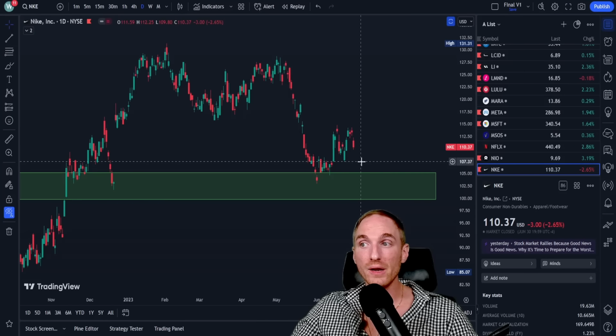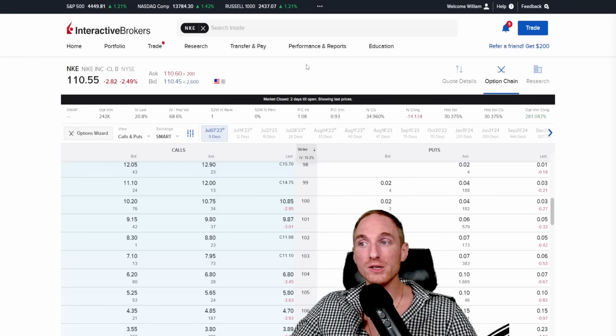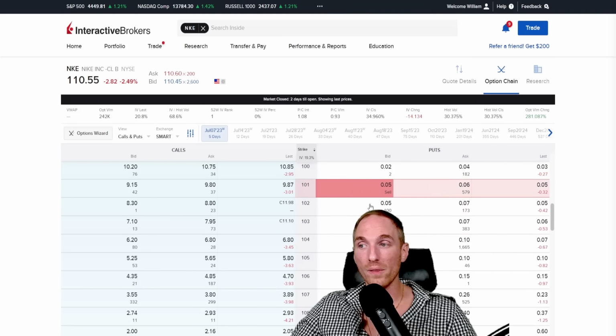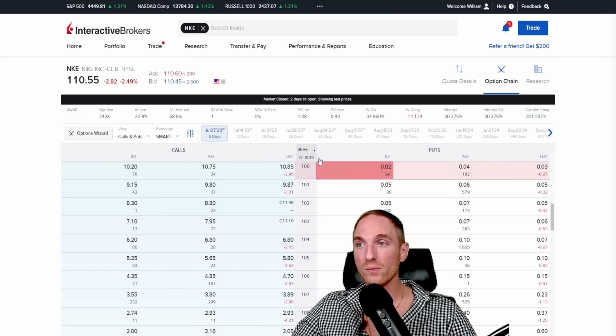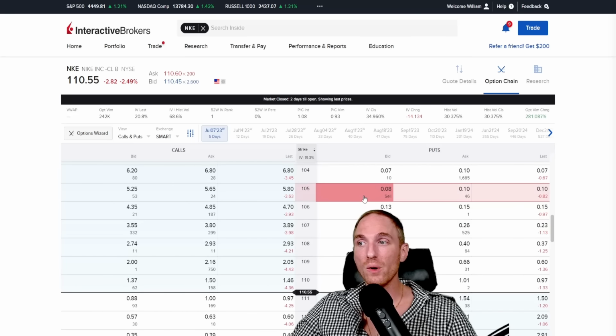Between 107-ish down to 105, right? This whole zone right here, right, guys? Let's go see if anything's interesting for us, okay? So on the put side for July 7th, which is roughly 5 days away because we're on the weekend, let's see what we have at the 105, the lower end of the support.